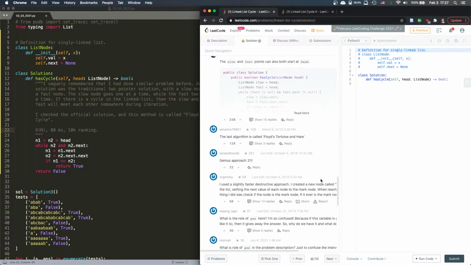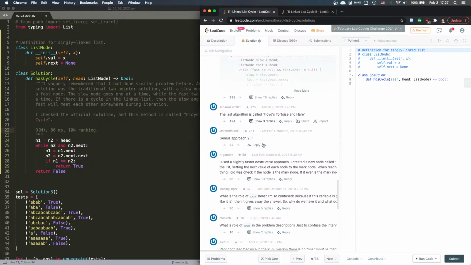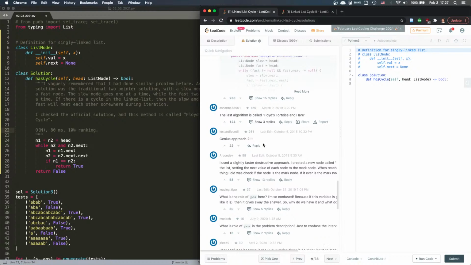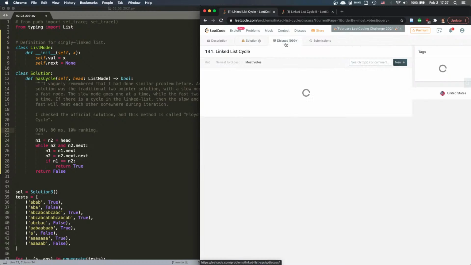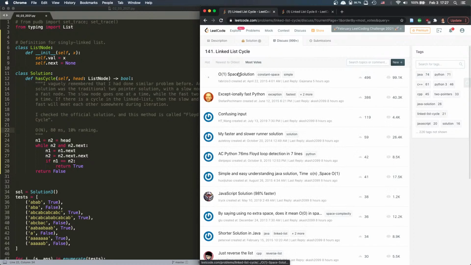Any interesting discussion? Floyd's tortoise and hare, or tortoise hare? That was published in 2018. All right, any interesting discussion? O(1) space solution, Mr. Pachman, 2015. This is one of the OG questions.